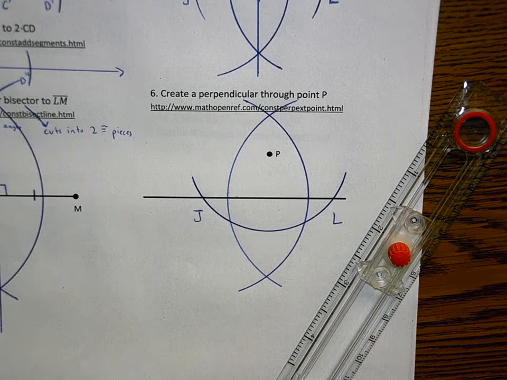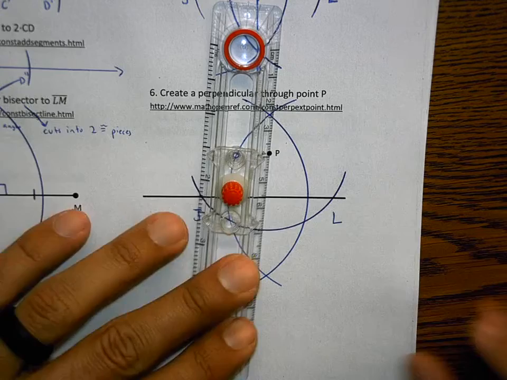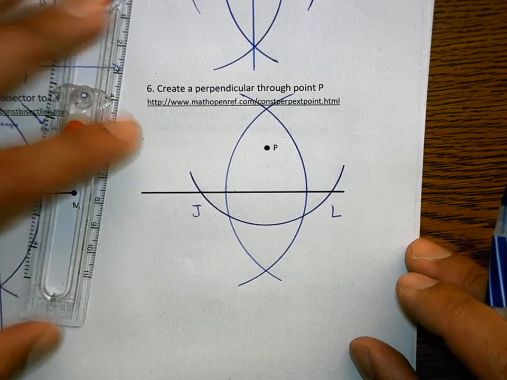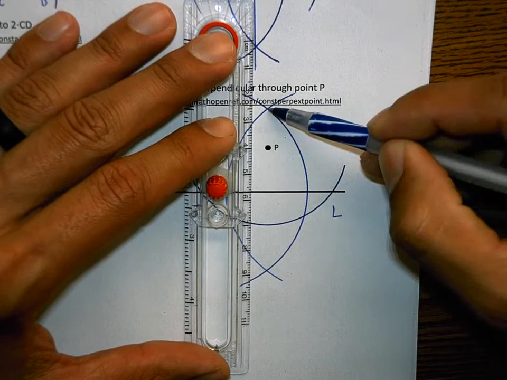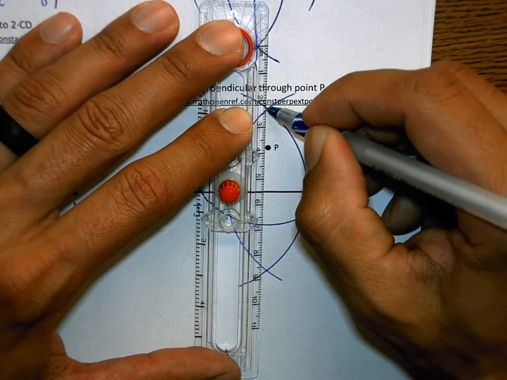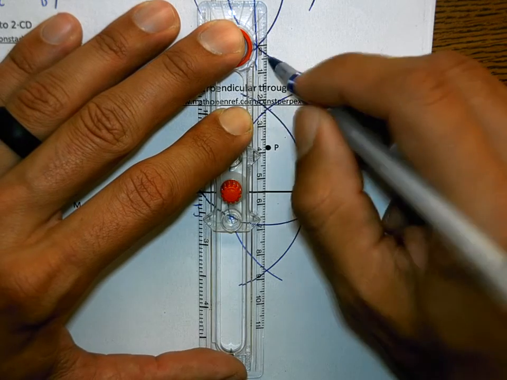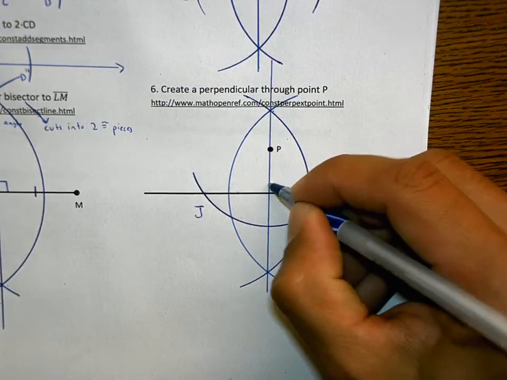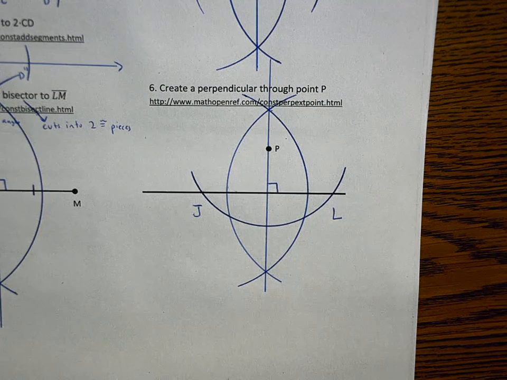Last thing. What do I do next? We connect. Connect this X marks the spot with that X marks the spot. I usually try to put my pin on it. Does it go through P? Yes. Is it perpendicular? Yes, it is. It's not a bisector, but it is perpendicular. We're going to stop our notes right there.